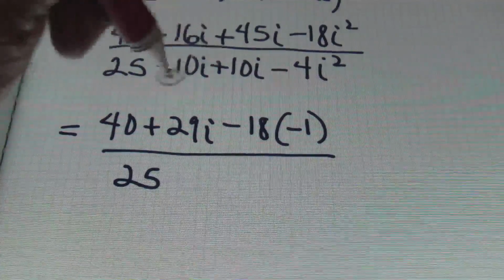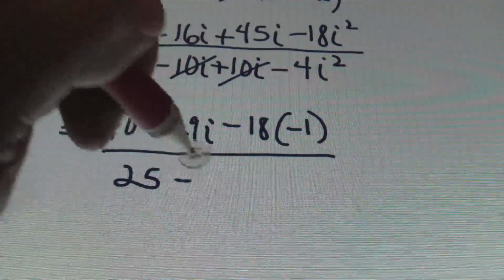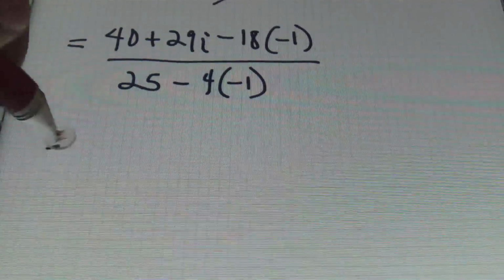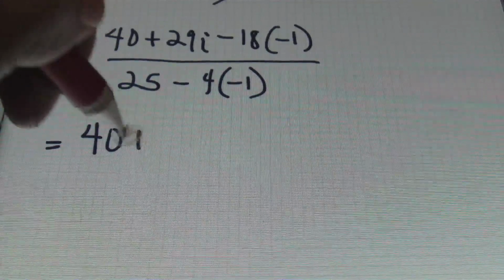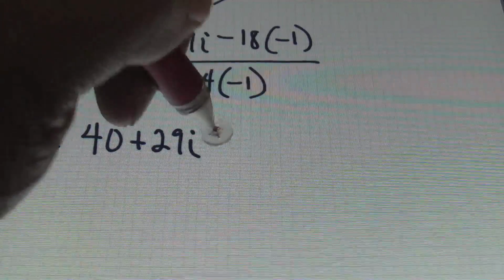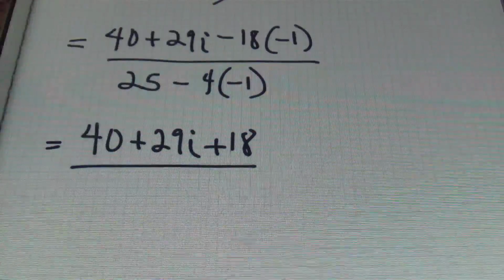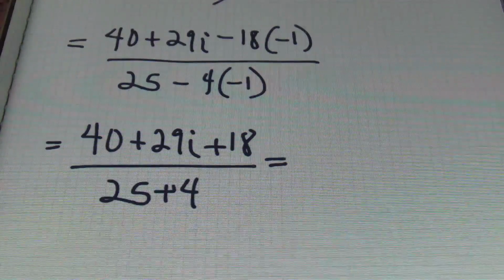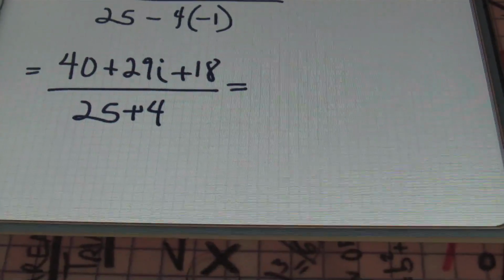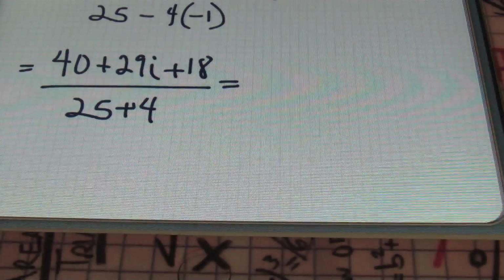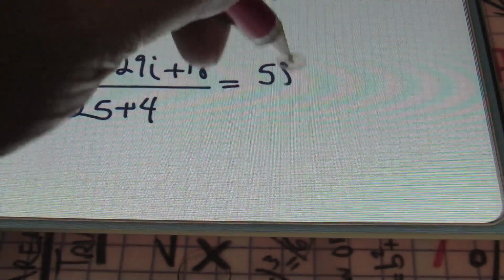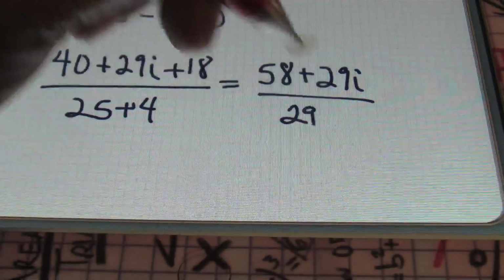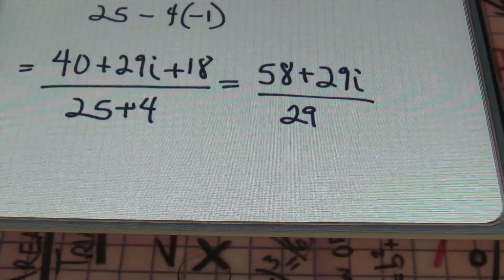Your middle terms here will cancel out in the denominator, and I'll bring down a negative 4 times negative 1. Next, I'll be rewriting this. I'll have 40 plus 29i plus 18 all over 25 plus 4. Okay? In the numerator, we can combine that 40 and 18 together. So 40 plus 18 is 58 plus 29i, which is going to be over 29. That's the result of that 25 plus 4.